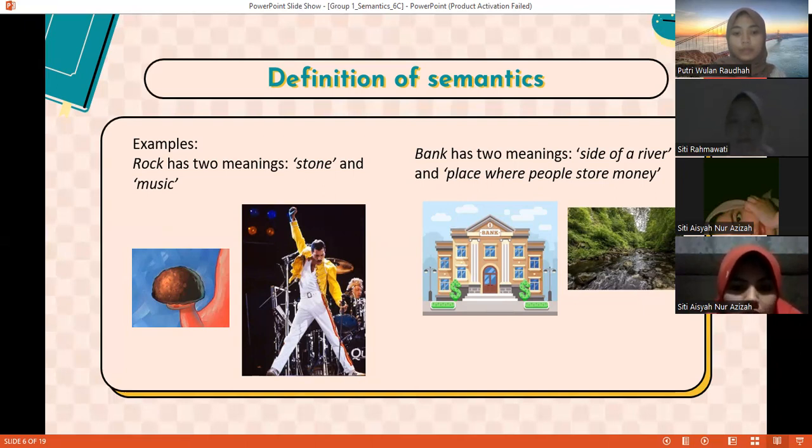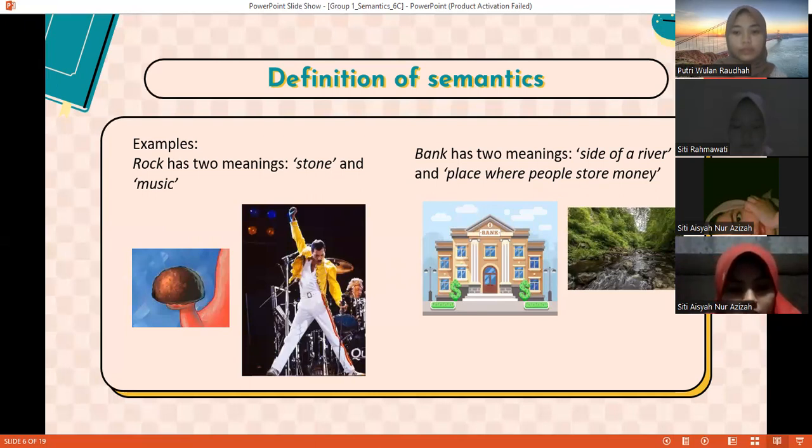The other picture is rock with the meaning of music. Do you know who he is? Yes, he is Freddie Mercury. He is a rock singer who definitely sings rock songs.